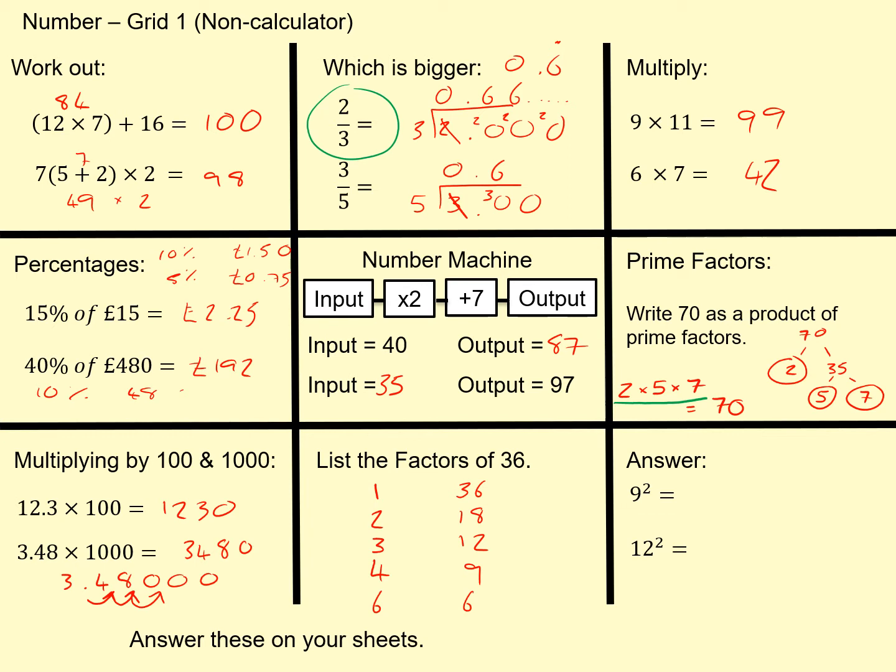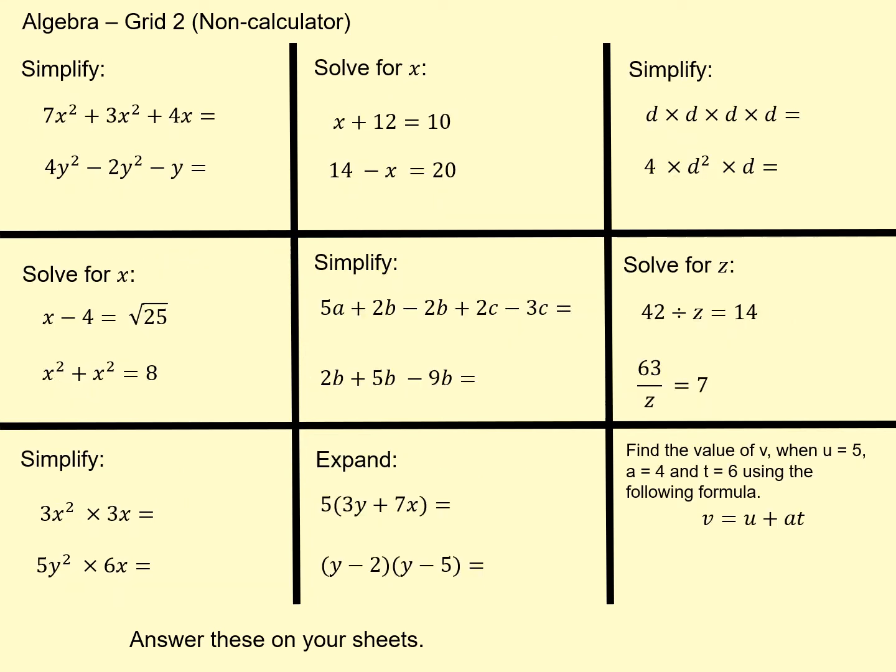Next up, 9 squared, well, it's just 9 times 9 is 81. And 12 squared is 12 times 12, which is 144. That's the numbers. Next up, the algebra. So pause now. And here come the answers.